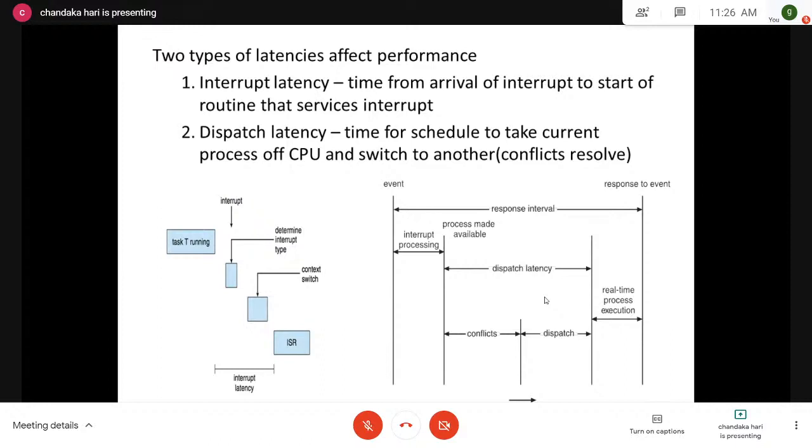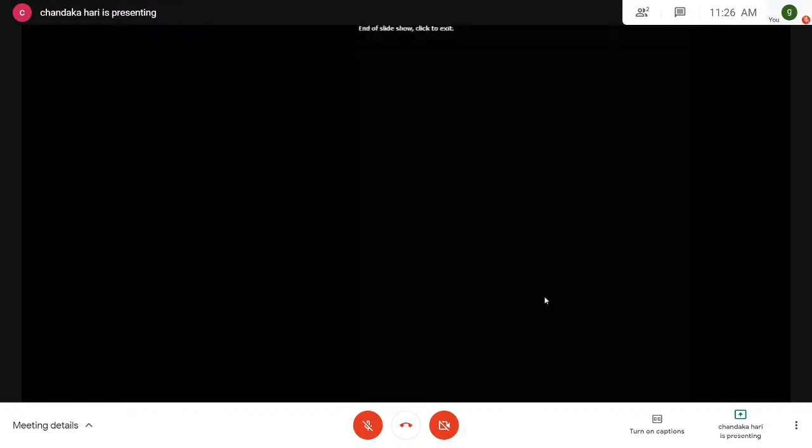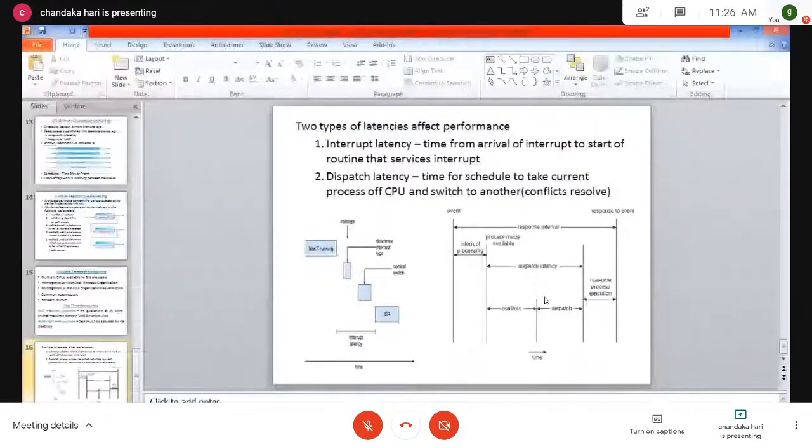That implies whenever a real-time process has to respond, the minimum time required to respond is: number one, the time required to determine the interrupt type; the time used to switch from one particular process to another process; the time required to load the new process and set the starting address; and the time required to resolve the conflicts. That's it. This completes our discussion about process scheduling. Now we move on to the next topic of discussion.